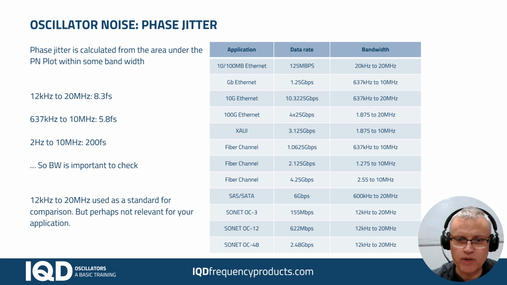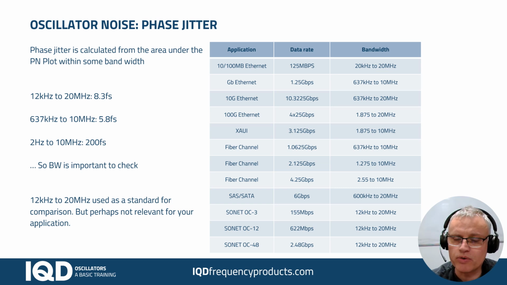But why 12 kilohertz to 20 megahertz, you might ask? Well, I had a little look on the internet and I found this information, and it tells me that 12 kilohertz to 20 megahertz in fact came from the original Sonnet optical fiber specs, and they were quite a long time ago when they were introduced. And you can see that the other integration bandwidths that I quoted there have come from other applications.